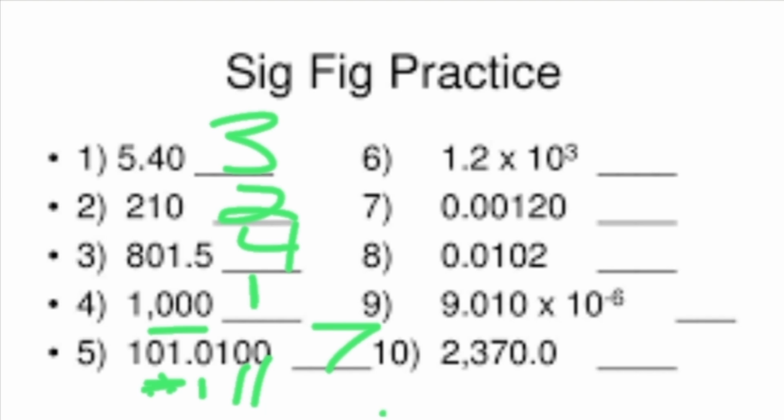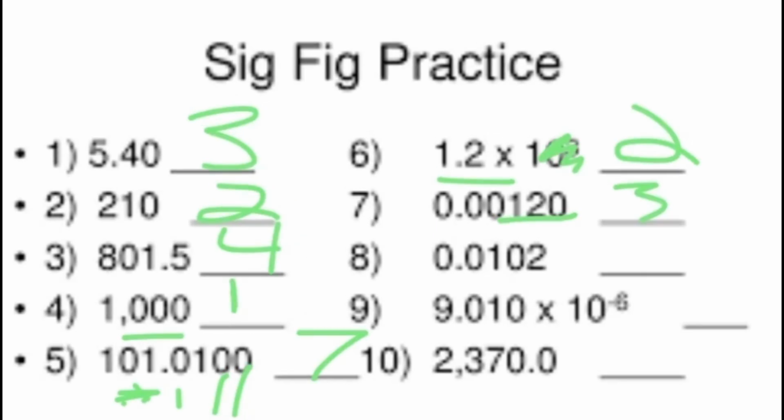Heading on to number 6, this is where we have scientific notation. So remember, you can just totally get rid of that, and we see 1.2, so therefore, boom, 2 significant figures there. Number 7, if you remember the rule about those placeholder zeros leading up, just wait until you see a non-zero digit, and that first non-zero digit is the 1, and then therefore 2 0, so there will be 3 significant figures in number 7.